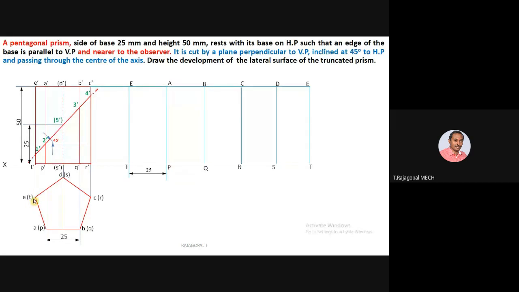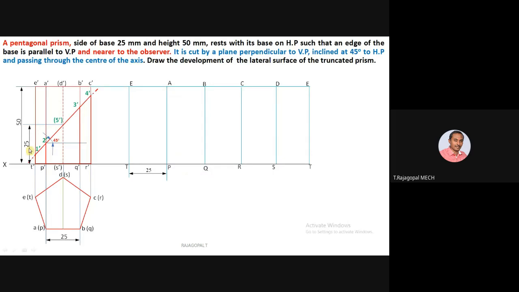What is this? TP. TP is one side. Yes, TP is the first rectangle. Then you can refer PQ. Yes, PQ. Next one is QR, followed by RS, finally ST. These are the 5 rectangles held by each side of a pentagon. In development, this is the first and foremost step. This length, T to T, is called the stretch out length of development. 5 times 25, each division holds 25 mm.